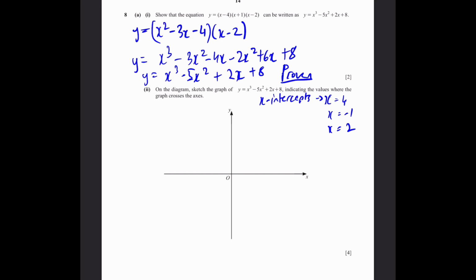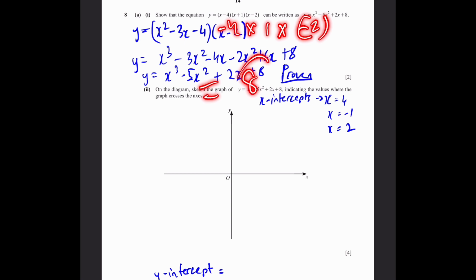Why are these the solutions? Because if they intersect the x-axis, that means y is equal to 0. So the roots of this equation will be the answer. And for the y-intercept, actually it's just one y-intercept. Now we substitute x equals 0, because y-intercept means x equals 0. So that will be minus 4 times 1 times minus 2, which is equal to 8. Now we can just write 8 here.